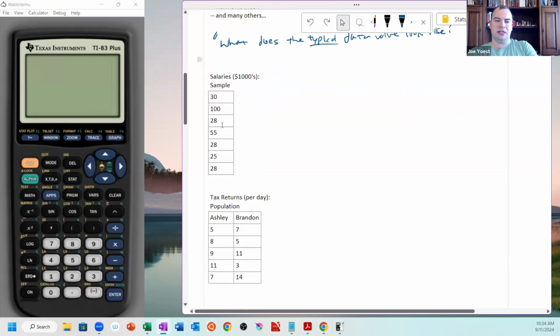We have a few data sets we're going to work with throughout the next three sections, but mainly the next two sections. The first is a list of salaries. We're thinking of this as sample data. If I just gave you this list and told you they were salaries, you wouldn't know whether it's sample or population, but I'm saying here that it's a sample. So just making that very clear.